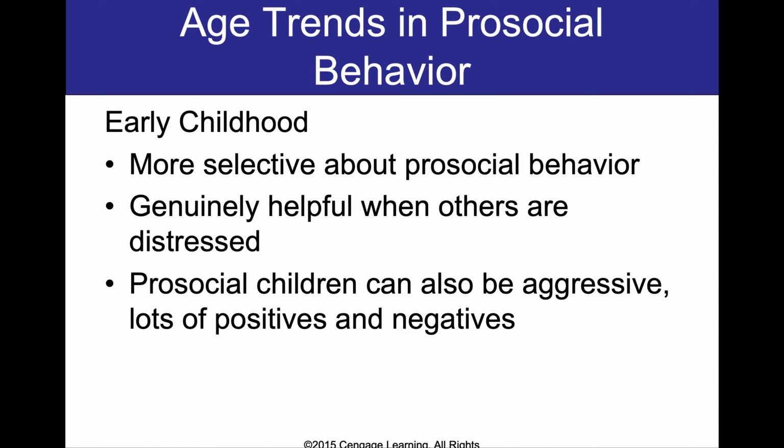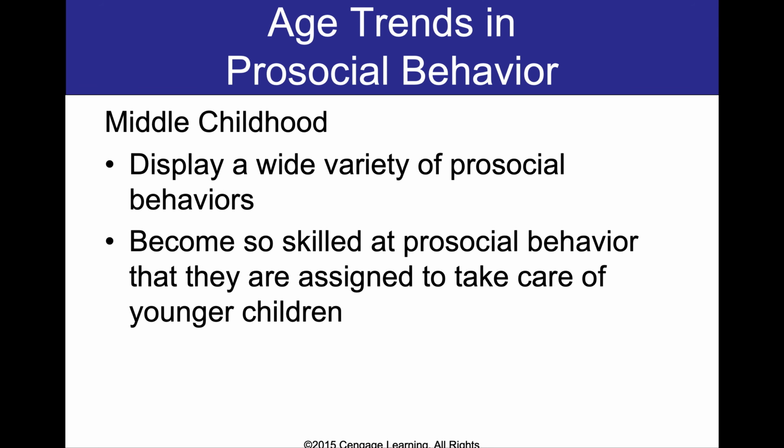So using the positive along with the negative is a very helpful tool when you are trying to redirect some of their pro-social aggression. Let's look now at the middle-age childhood group. They tend to display a wide variety of pro-social behaviors. They become so skilled at their pro-social behavior that they are assigned to take care of younger children. Oh my goodness. Again, there's just like a year's difference between Harrison and Clara, a little over a year.